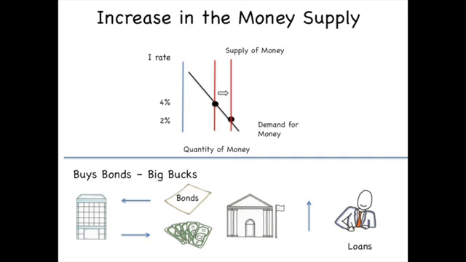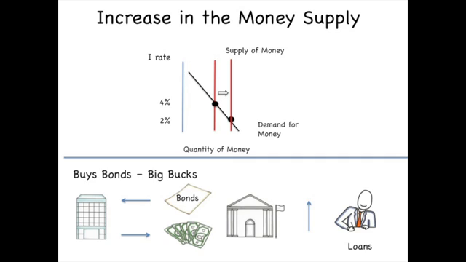The most common way for the Federal Reserve to increase the money supply is by buying bonds. Buy bonds, big bucks. Let's pretend I'm the Fed and you're the bank. You right now have a bond that's worth $1,000. If I, the Fed, was to buy that bond, you would no longer have the bond, you would have $1,000. And then you could begin loaning that $1,000 out. So by the Fed buying bonds, they increase the money supply. Remember, buy bonds, big bucks.